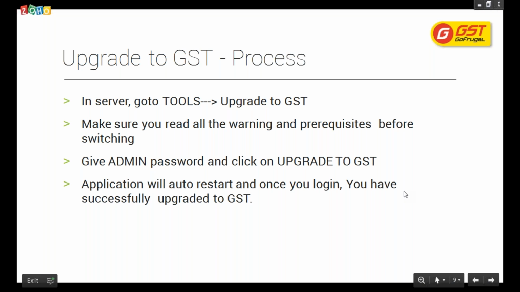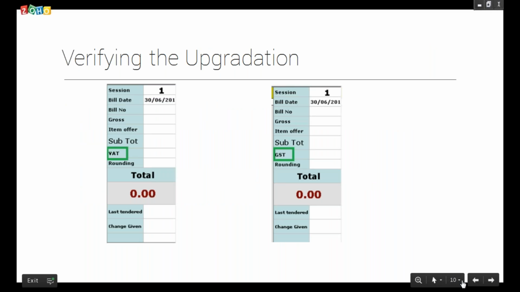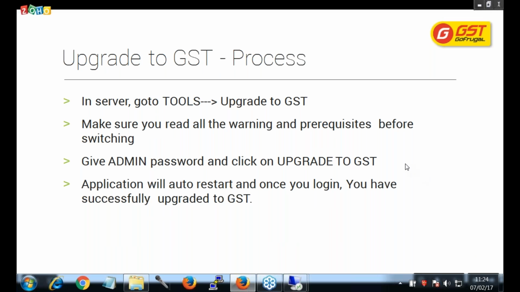The upgrade to GST process is very simple. In your Tools menu, you will have a menu called Upgrade to GST. Make sure you read all the prerequisites before switching, give your admin password, and that's it. You have converted to GST mode successfully. Let me show you how to do the switch.